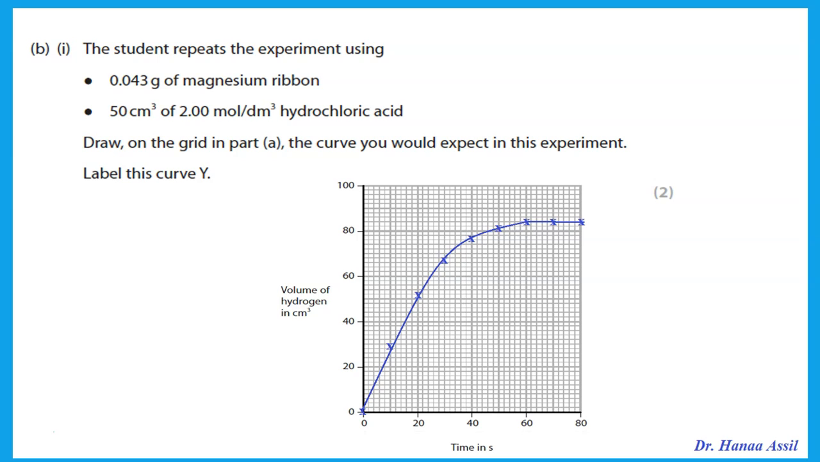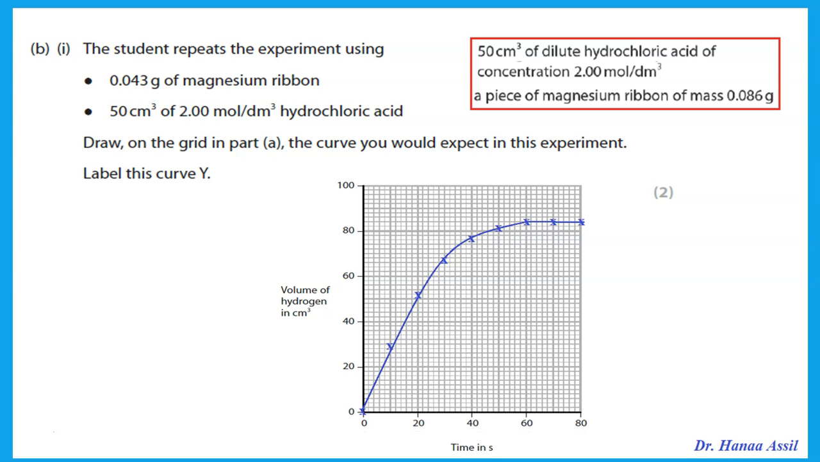Now, what did we do at the beginning? This was our original graph. And what was used at the beginning was 50 centimeter cubed of 2 mole per decimeter cubed, so we're using the same thing. But the magnesium ribbon used in that first experiment was 0.086 grams. Now I'm going to use 0.043 grams, which is about half the mass I used for the original graph. So what would my final graph be?